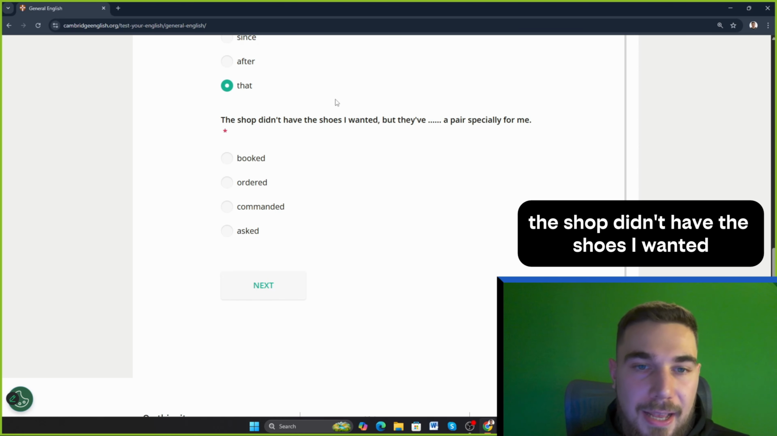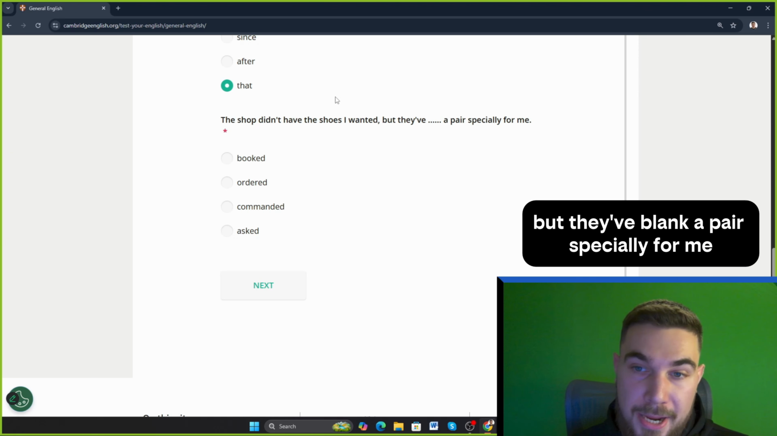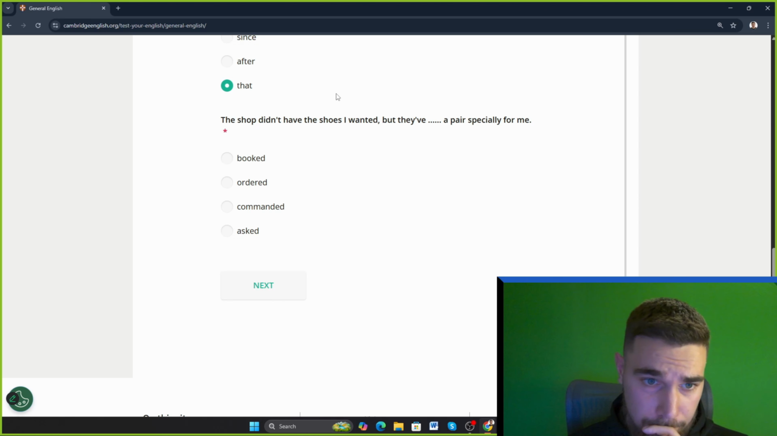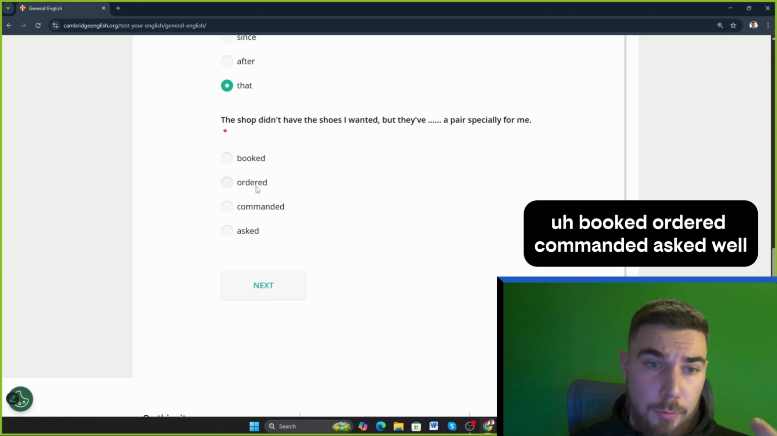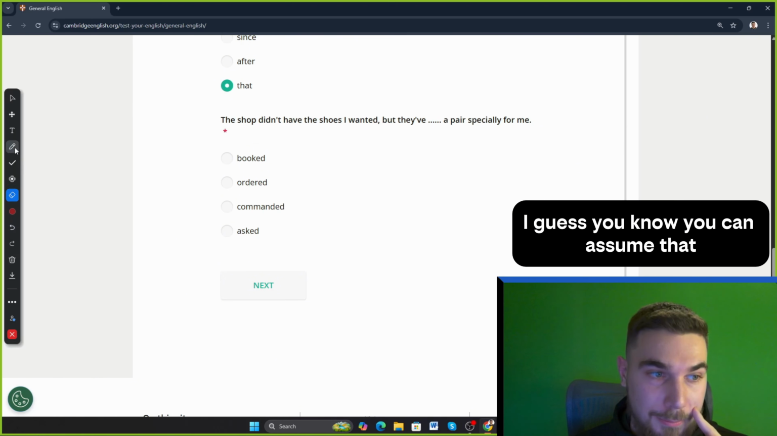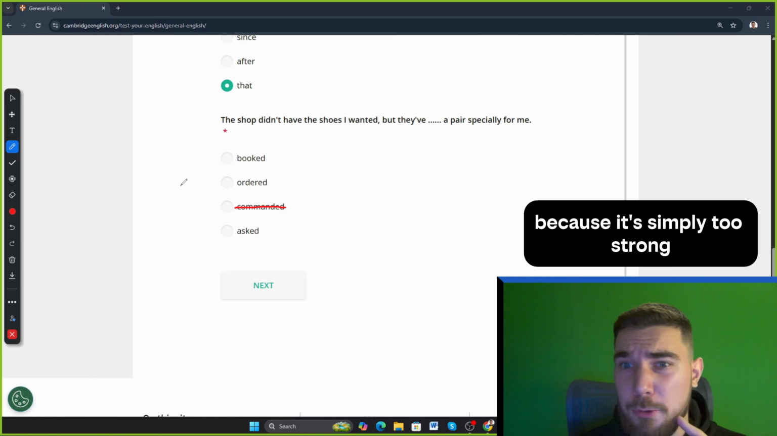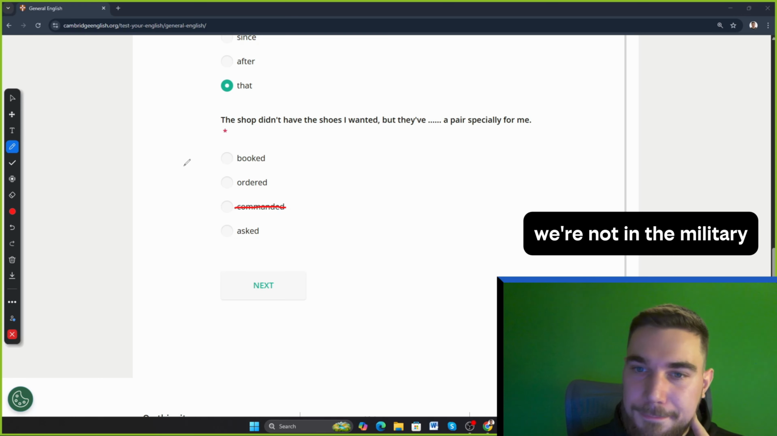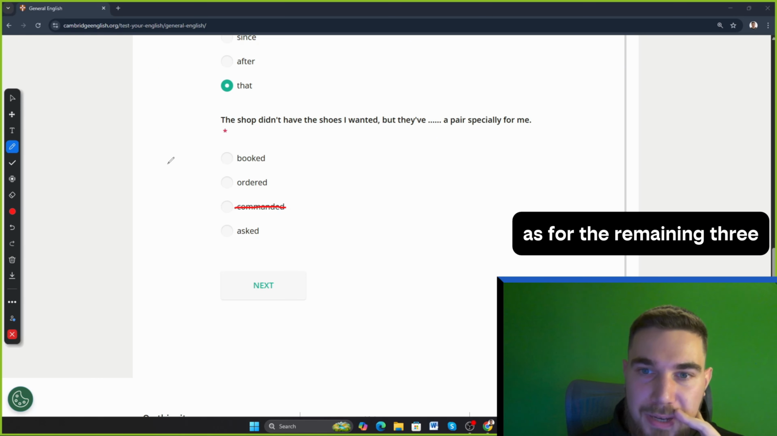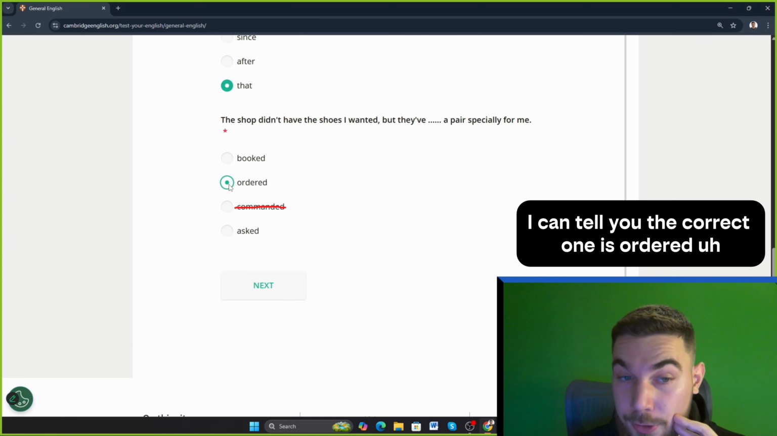The shop didn't have the shoes I wanted, but they've blank a pair specially for me. Booked, ordered, commanded, asked. Well, I guess you can assume that commanded is not going to be correct because it's simply too strong. We're not in the military. As for the remaining three, I can tell you the correct one is ordered.